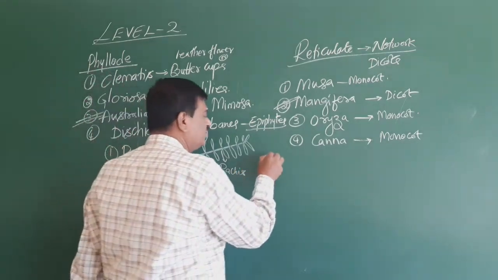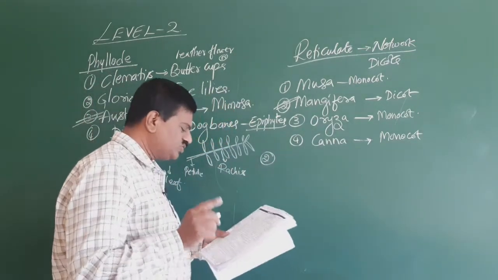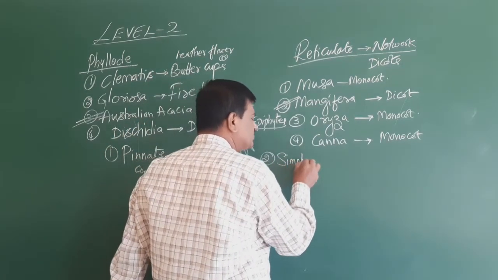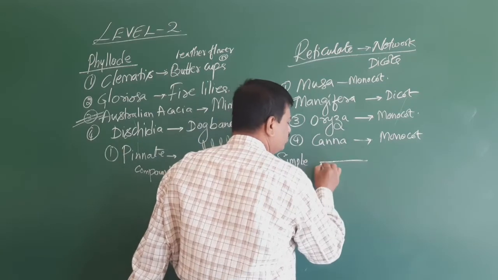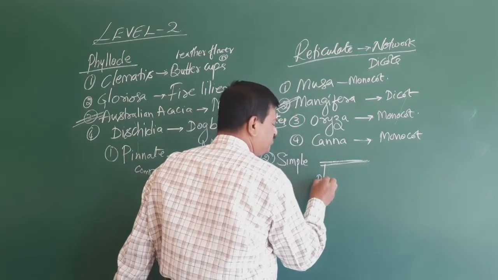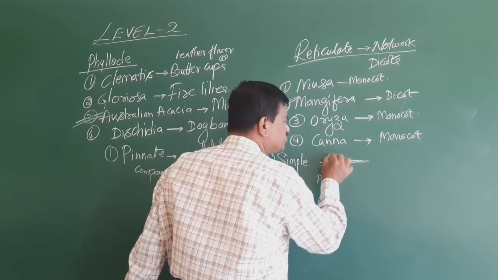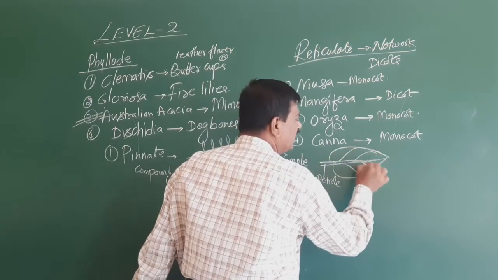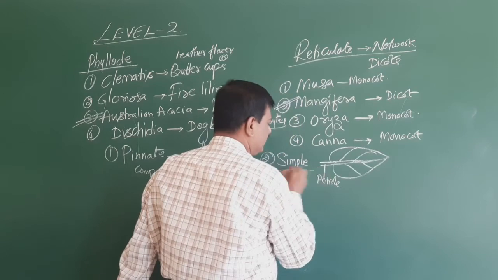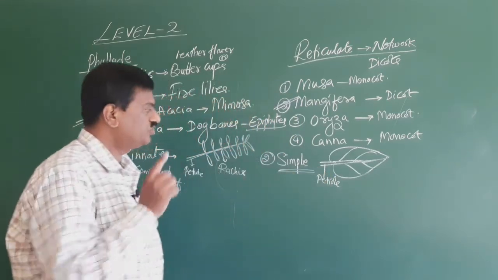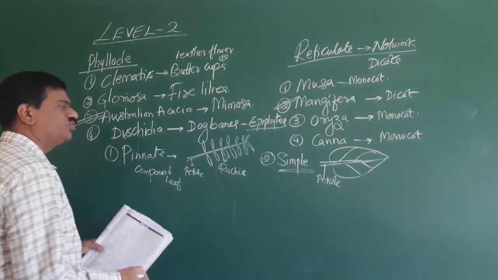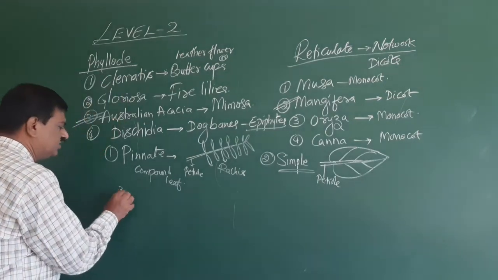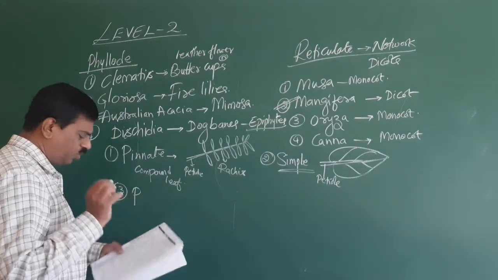So we go for the second one. The second one is always called a simple leaf. Simple leaf is where the petiole gives rise to only one leaf lamina. Hence it is called a simple leaf. As in hibiscus and rose, we see a presence of simple leaf. And the third one is called palmate compound leaf.